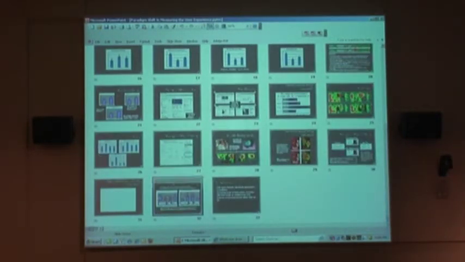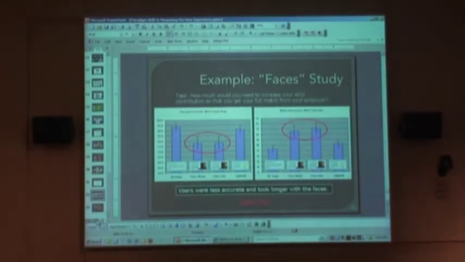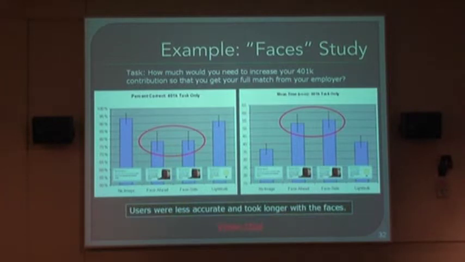So what did we find? Oops, I hit the wrong button. There it is. So when the face was there, this is the accuracy data for the critical task. This is just, did they even find the answer? When the face was there, they were dramatically less likely to find the answer. And this is not a little difference. It's 78% versus 93% correct. It's a huge difference. And for the ones who did find the answer, this is the time data. It took them dramatically longer when the face was there.